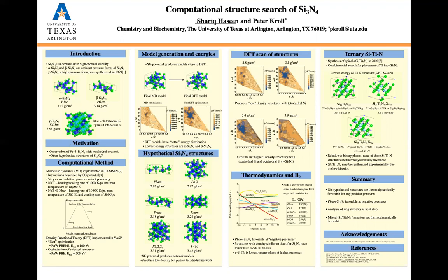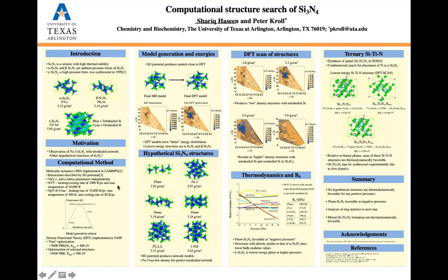So considering that, along with our recent observation of a hypothetical Pa3 bar silicon nitride, we decided to do a full structure search of silicon nitride. And we were looking for structures with promising properties that could potentially be synthesized. So our method is straightforward.